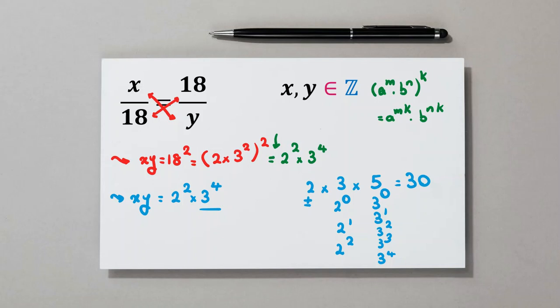Okay, so for example, let me tell you one answer. Suppose x is negative, and we select, for example, 2 to the 1 times 3 squared. It will be negative 2 to the 1 times 3 squared. Now, y will be what? It will be negative because here we have negative. We want to reach 2 squared. We have 2 to the 1, so it will be 2 to the 1 times 3 squared. We want to reach 3 to the 4, so it will be 3 squared. So as I said, when we know x, we can find y.